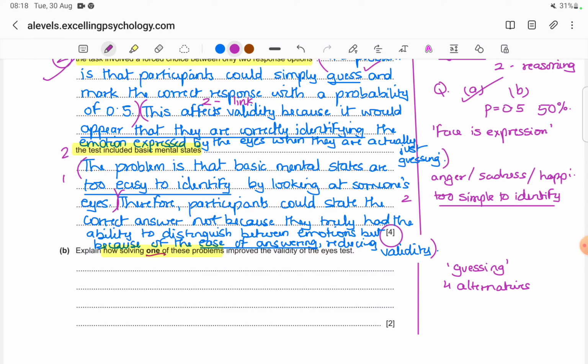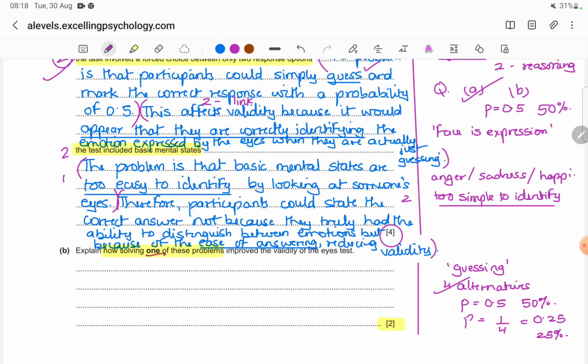Okay, as of now, we just have 2 marks allotted to this answer. So we can just discuss one part of it, which is how including 4 alternatives reduced the problem of guessing. See, when we have 2 alternatives, the probability of getting an answer correct by guessing alone is 50% or 0.5. Now, of course, if we have 4 alternatives, the probability becomes 0.25 or 25%. So that remarkably reduces the chances of a person getting a correct answer just by guessing.